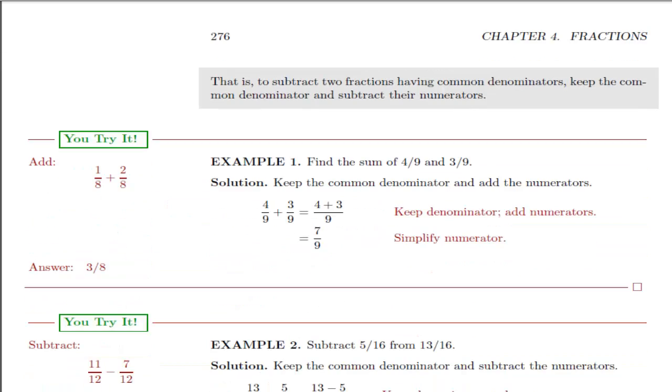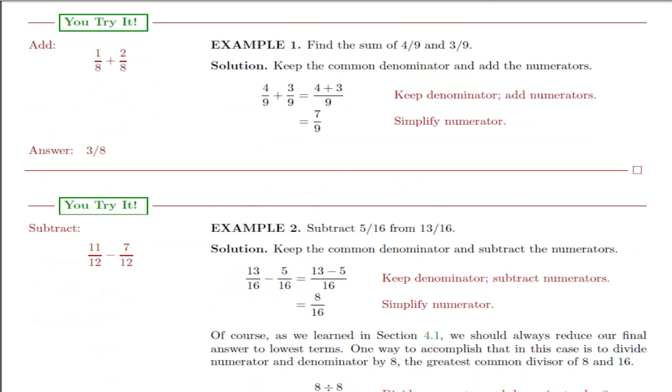Example 1. Find the sum of 4/9 and 3/9. Solution. Keep the common denominator and add the numerators. 4/9 plus 3/9 becomes (4 plus 3)/9, and 4 plus 3 is 7. So (4 plus 3)/9 equals 7/9.